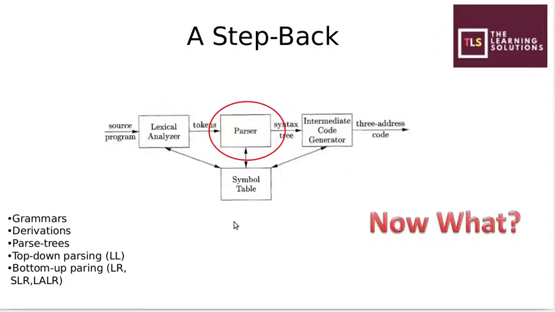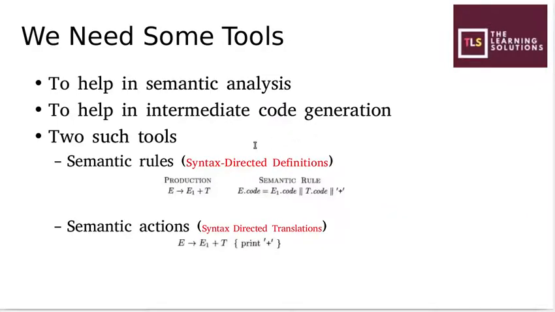But after that, with the parser we create the syntax tree. Now how will that syntax tree be meaningful in order to generate the intermediate code? In order to help in the semantic analysis phase or the intermediate code generation phase, we require some tools. Two major tools are there. One is called SDD, which stands for syntax directed definition, and the second one is called syntax directed translation.